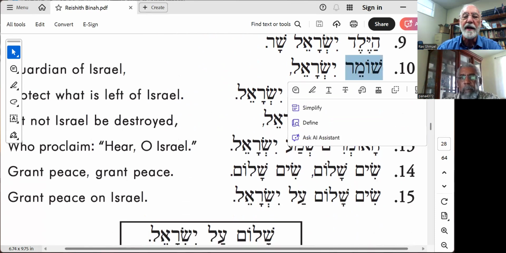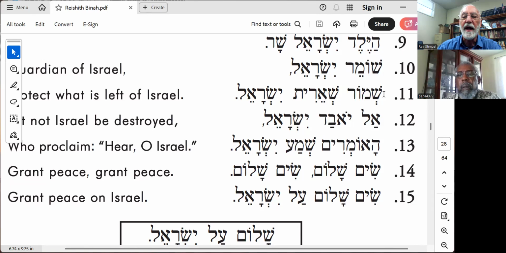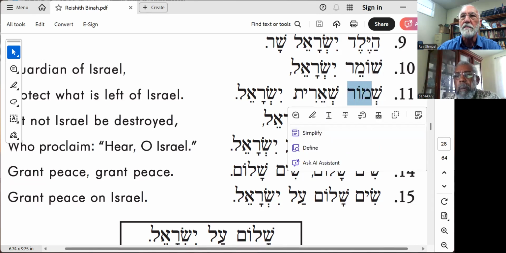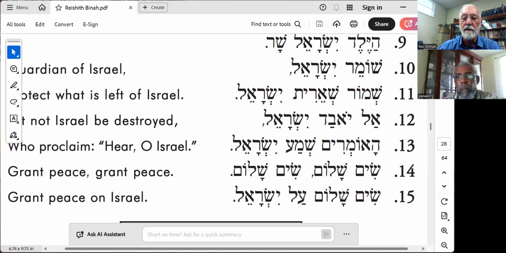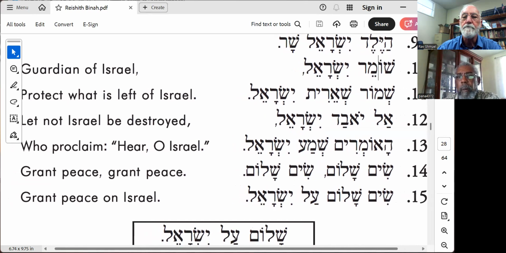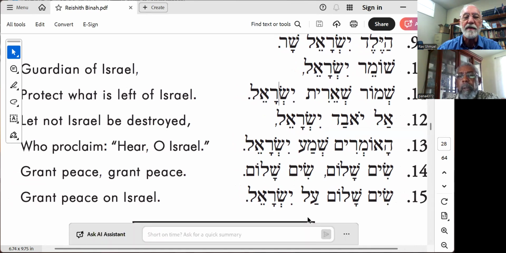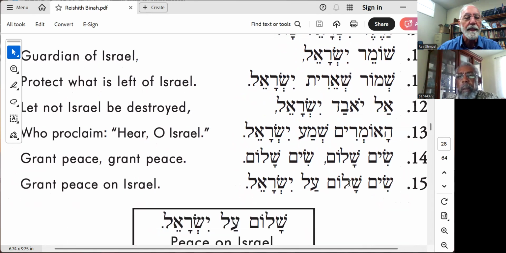Yep. So here's an interesting thing here. Okay. 10 is Shomer. 11, Shemor. What's the difference? Shomer is guards, or in this case, guardian, it's a more sign. And Shemor is the command of guarding or protect. It's the command form. It's the command construction. Guard. Yes. Shamor, Sha'erit, Yisrael, which is part of that song.